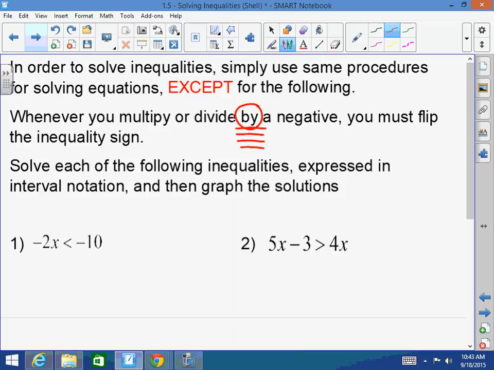But that is when you multiply or divide by a negative. I'm not trying to be sarcastic. I'm trying to drive this point home. It's not to a negative, but it's when you multiply or divide by a negative. That's when you flip the inequality sign.